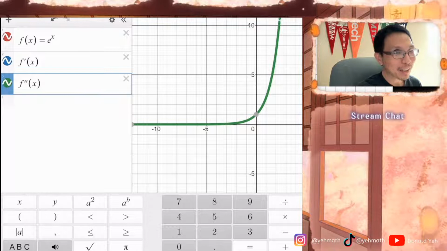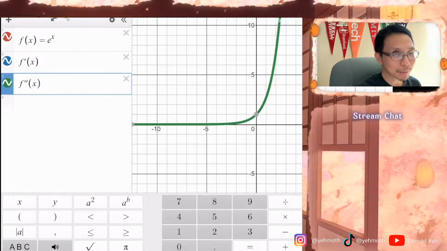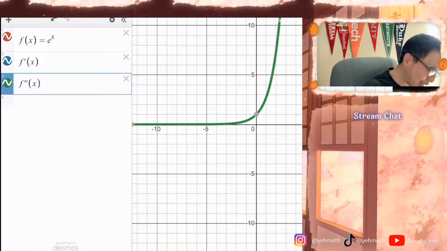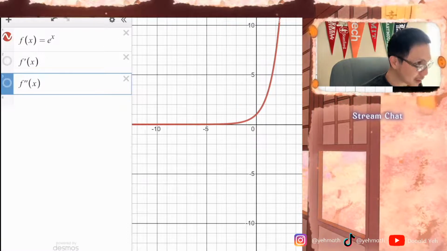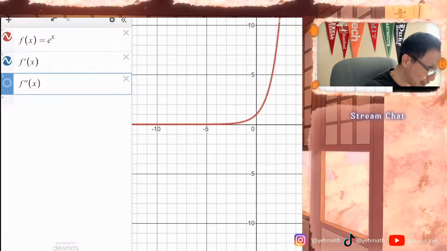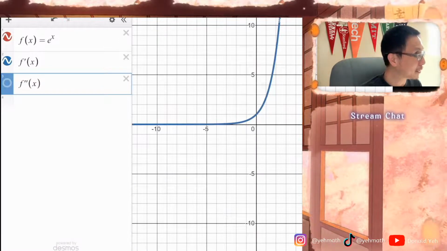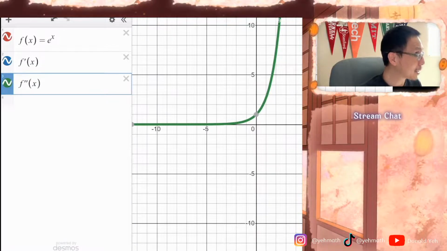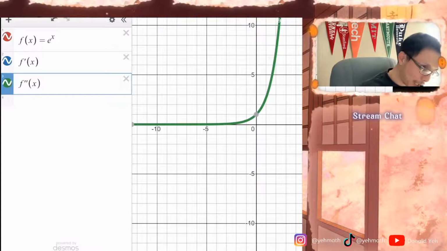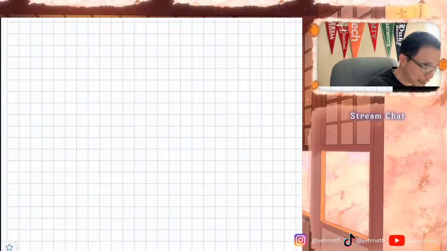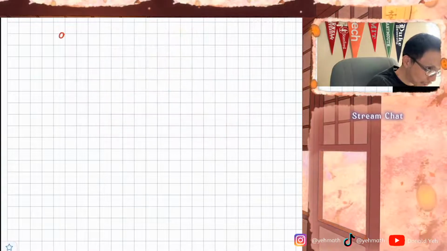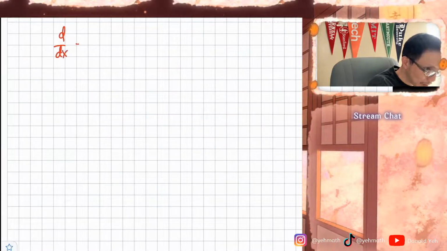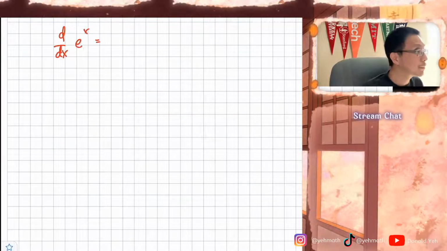See, I grabbed this first derivative. Look, if I unhighlight it, this is the e to the x graph. This is the blue one, which is the e to the x graph, and this is the green one, the e to the x graph. What is that implying, though? That means the derivative of e to the x is what?